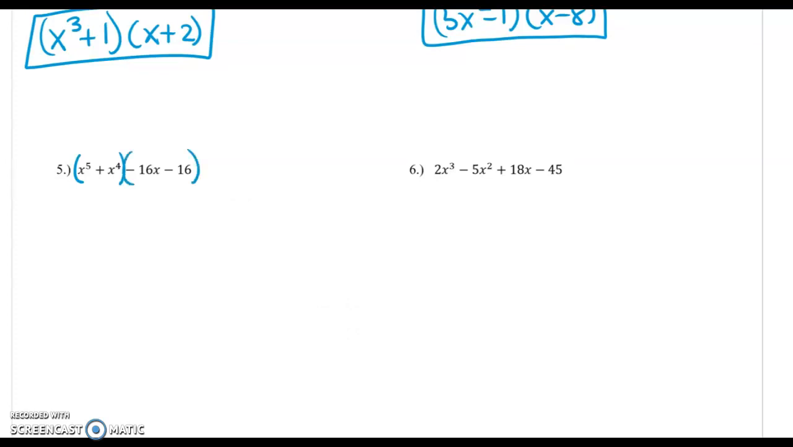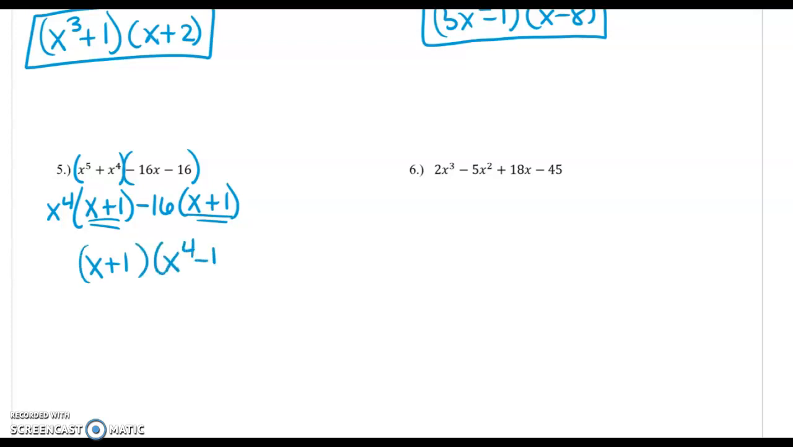Okay, so if you're checking back in, you should have taken an x to the 4th out, and so you have x plus 1 left over. You should have taken a negative 16 out, so you have x plus 1 left over. So we have x plus 1, we just write that once. And then we have x to the 4th minus 16.